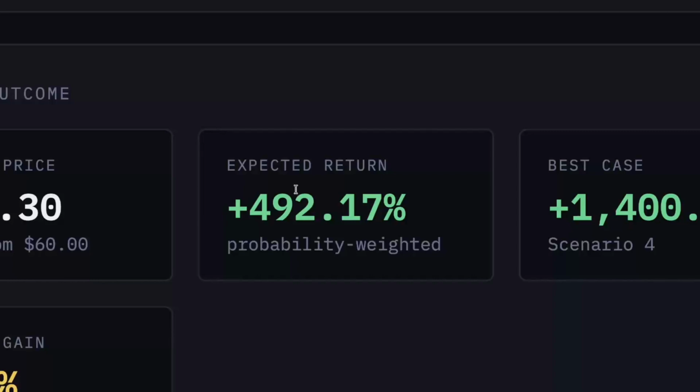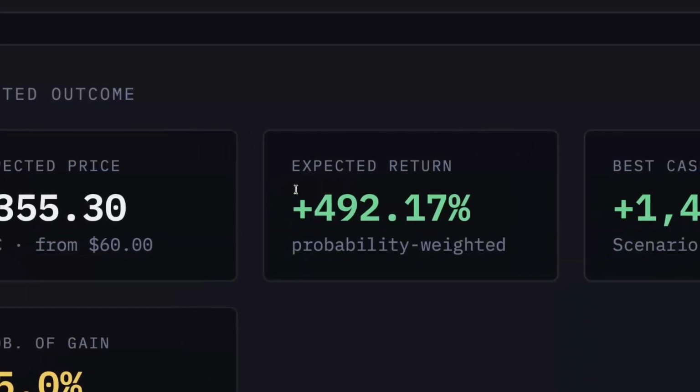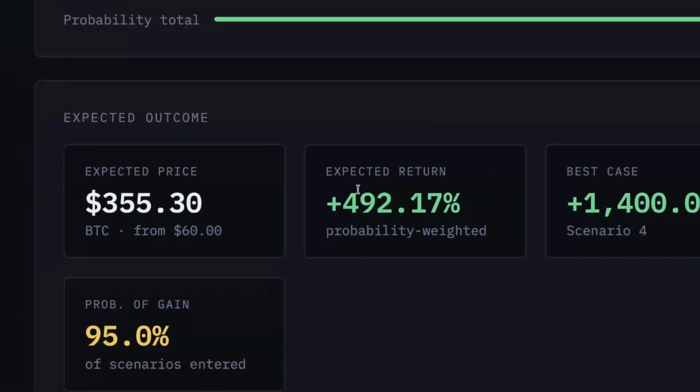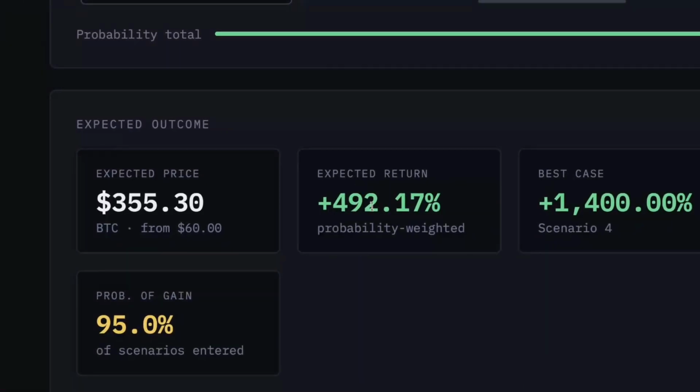An average with these probabilities, which is just my guess. It's not that I know these probabilities, and you might have your own and different assets. It works for any asset and any probabilities. That is the expected return, the average return. Then there's something called the expected price, which is basically what gives you this percent increase. And 492% is not 4.9 times your money, it's 5.9 times.